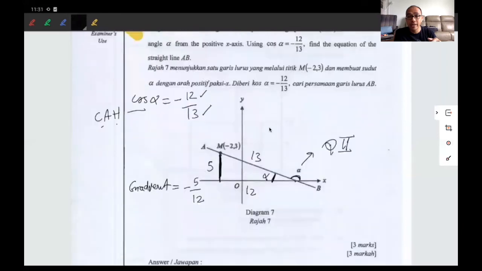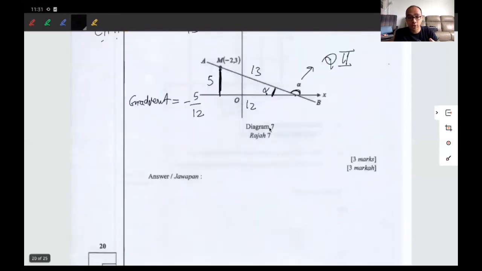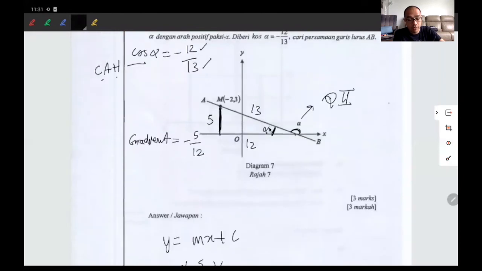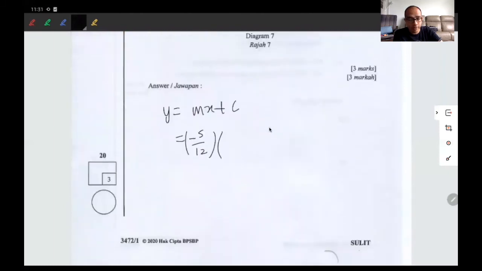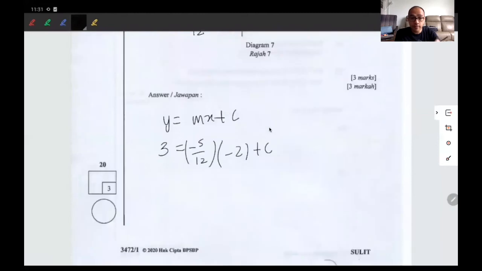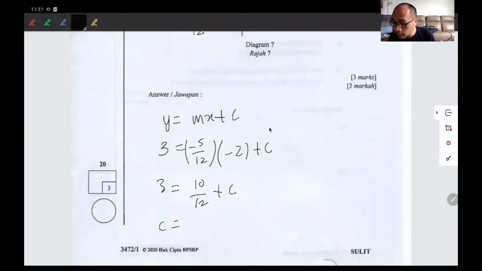Once I have the gradient, I can form the straight line equation. Y equals to mx plus c. I have my gradient, negative 5 over 12. My x, I can use this value, okay, negative 2 and 3. So negative 2 and then y is 3. Okay, in order for me to find the y-intercept. Okay, so this will give me 3 equals to 10 over 12 plus c. So c equals to 3 minus 10 over 12.